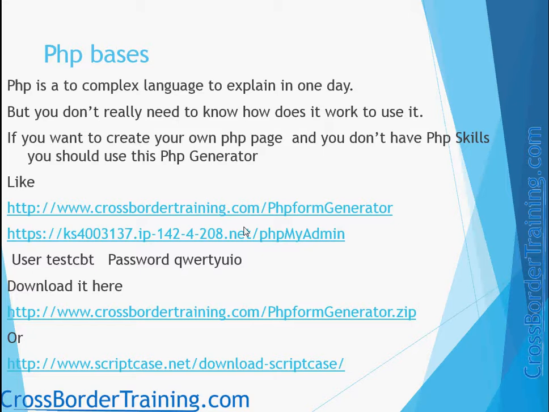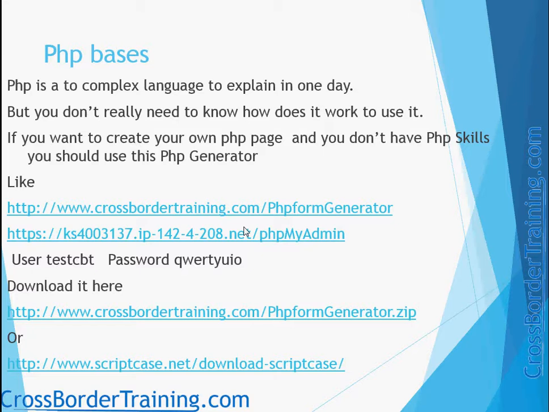So first, of course, you need a database. Here I give you an example of the database test CBT. I just created this database. There's nothing inside actually, just for the test. So you can go on phpMyAdmin, the link that I gave you, with test CBT and the password that I gave you here, QWERTY. So you can create tables, and here I give you a link, crossbordertraining.php.